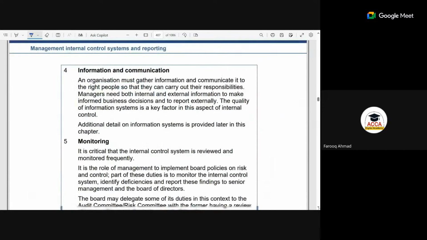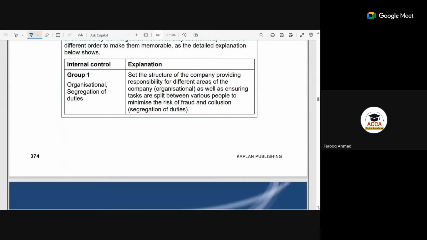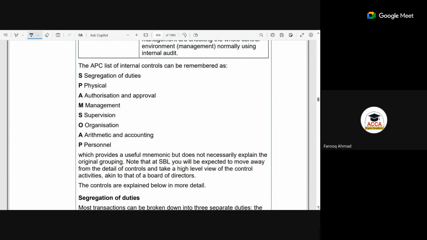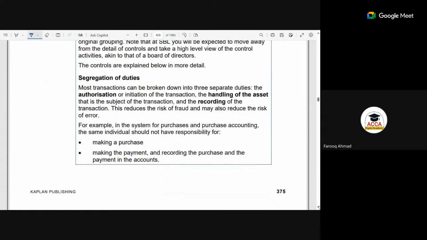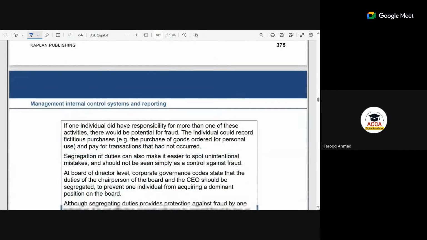Information and communications, control activity. The elements of internal control can be remembered by this abbreviation. Segregation of duty is one of the important things. Duty segregation means they divide and distribute the duties from one person to another person. They have an authorization system and a control, and the flow of the management process will be involved there.